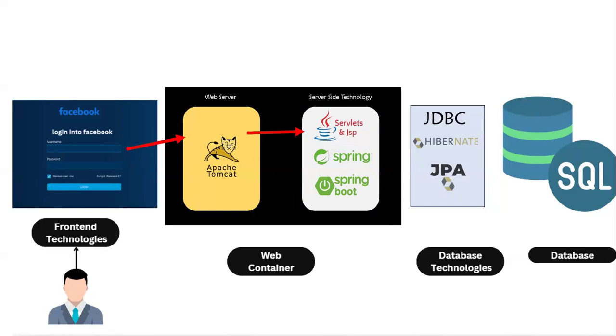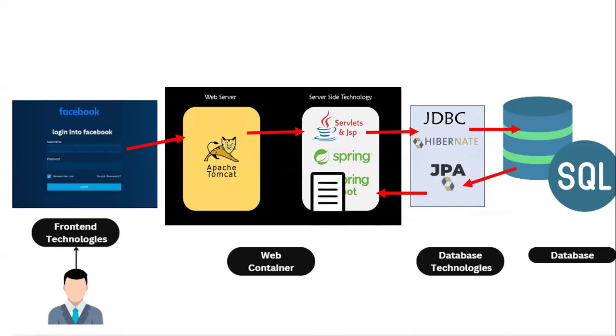But in order to check whether this username and password exist in the database or not, we use database technologies like JDBC for servlets and JSP, Hibernate for Spring Framework, and JPA for Spring Boot. So whenever the username and password are given, these database technologies will check in the database whether this username and password exist or not. If it exists, an object or a record is written to the database technologies, and based on the record, these are given to the server-side technology, which will generate a page.